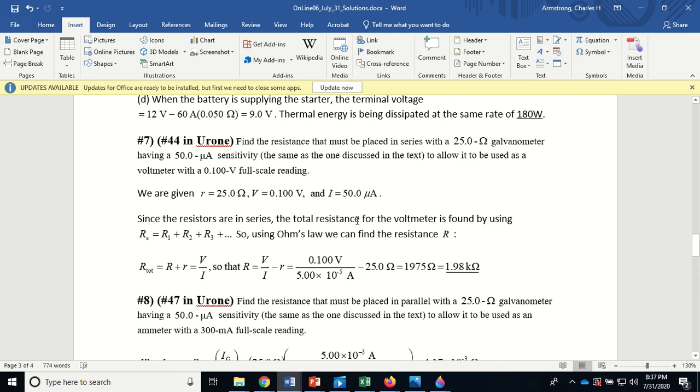Since resistors are in series, the total resistance for the voltmeter is found by adding them all together. We only have 2 here. So R total equals big R plus little r. That's going to equal V over I, because R total is the total voltage over the total current that goes through there. They're doing it a slightly different way than the way I did it before, but we can use both ways.